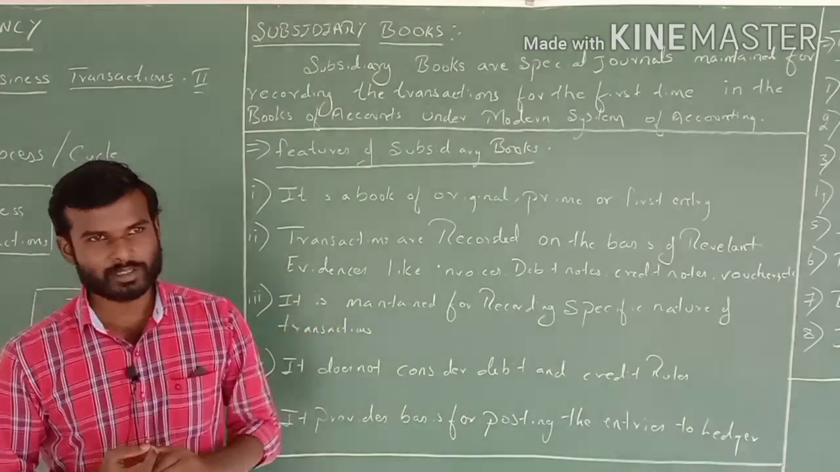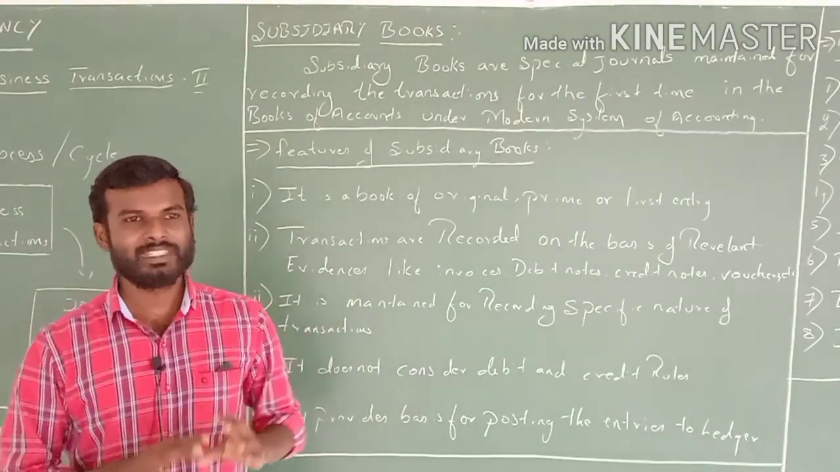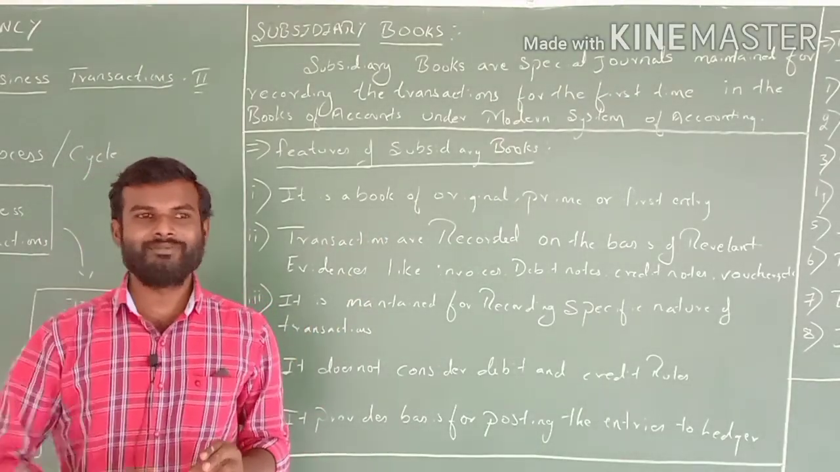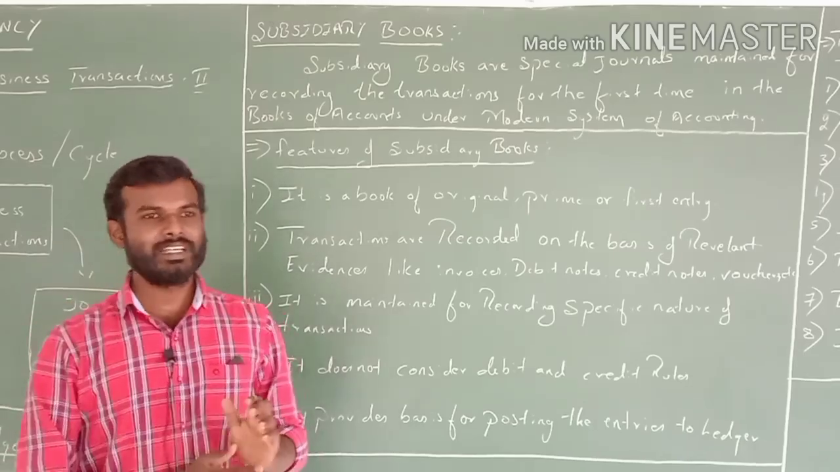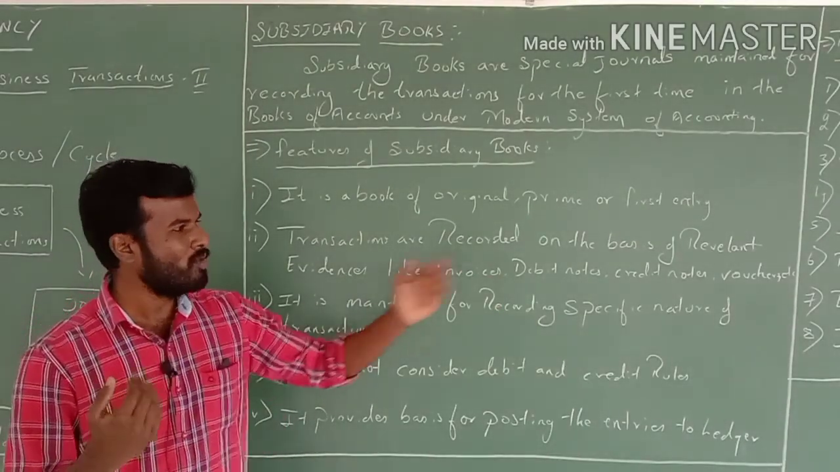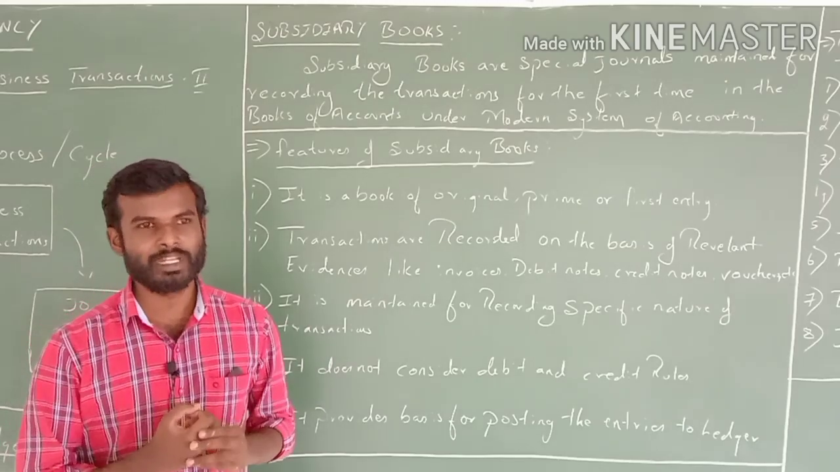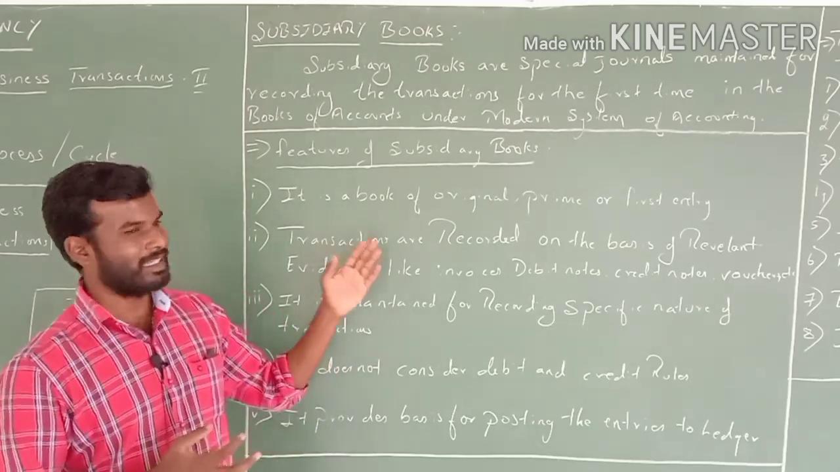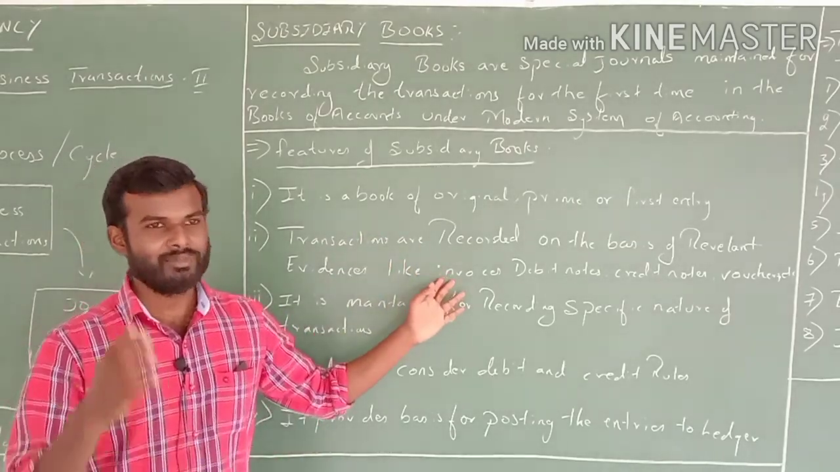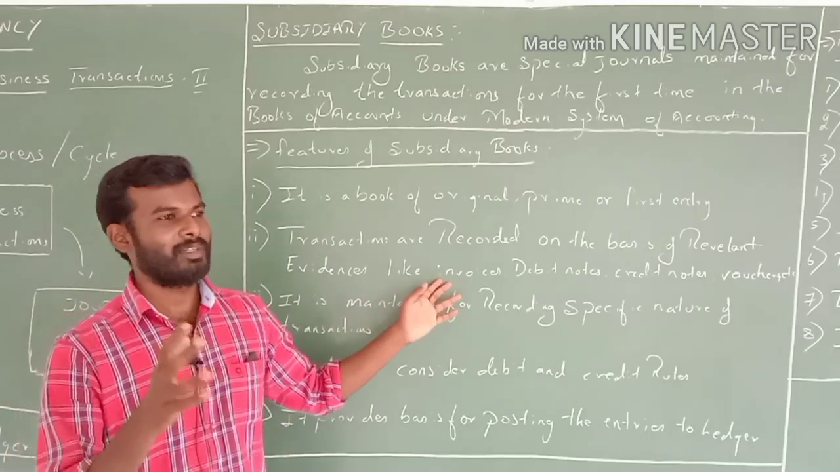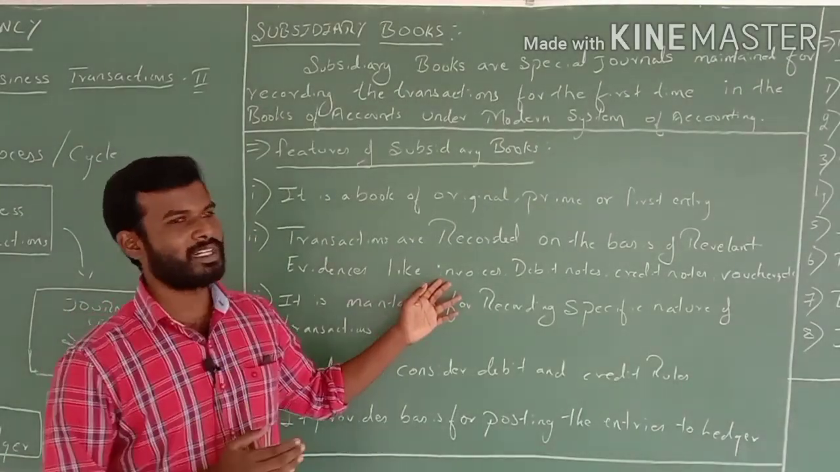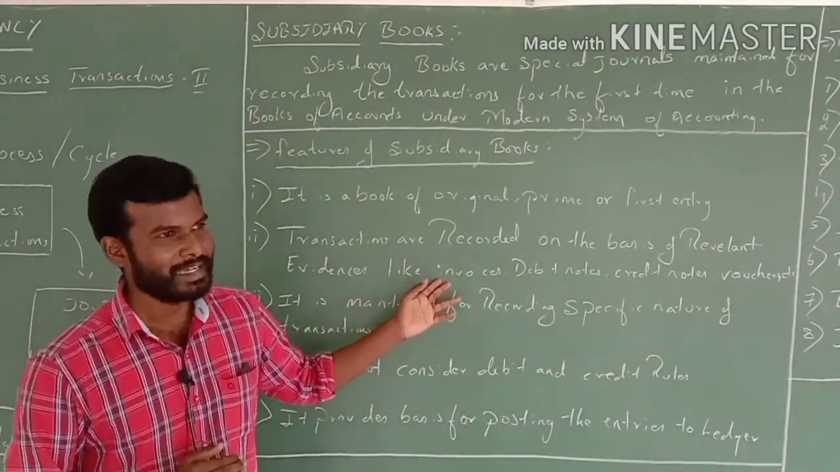What it says here means each and every business transaction should have evidence, that is, documentary evidence. A bill should be there, an invoice should be there, a credit note or debit note should be there, a voucher should be there. Then only can we believe that there is a business transaction. If there is no bill, we can't believe that. There should be some documentary evidence to record it in the subsidiary books.